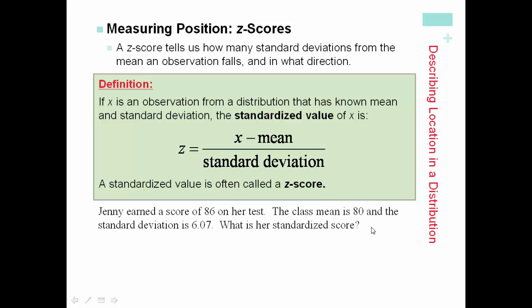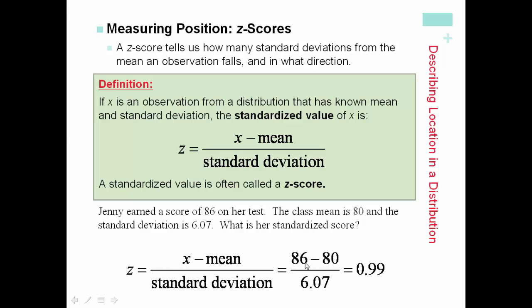Jenny, who earned a score of 86 on her test, had a class mean of 80 and a standard deviation of 6.07 for the class. Her standardized score would be found by taking 86 minus 80 divided by the standard deviation, which would give us an answer of 0.99.